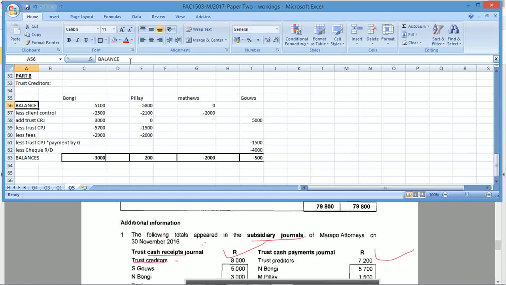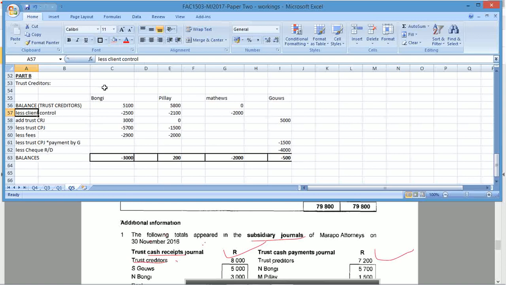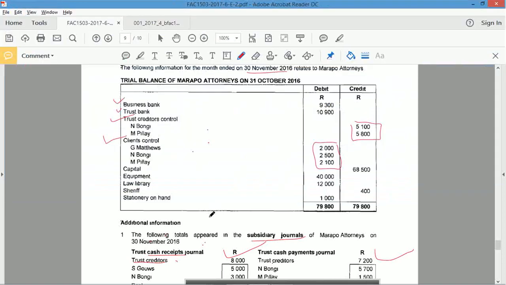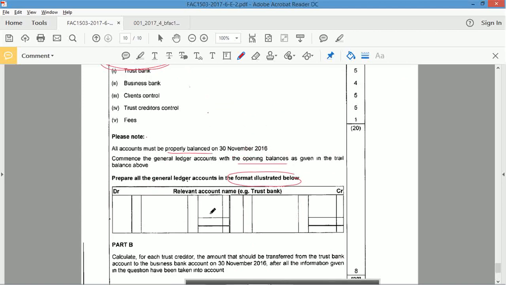Well, remember, these were balances on their trust creditors. Trust creditors is not a liability. Yeah, it is a liability, meaning these clients, we owe these clients because it's their money. The question asked you to calculate for each trust creditor the amount that should be transferred from the trust bank account, so from their bank account to our bank accounts.